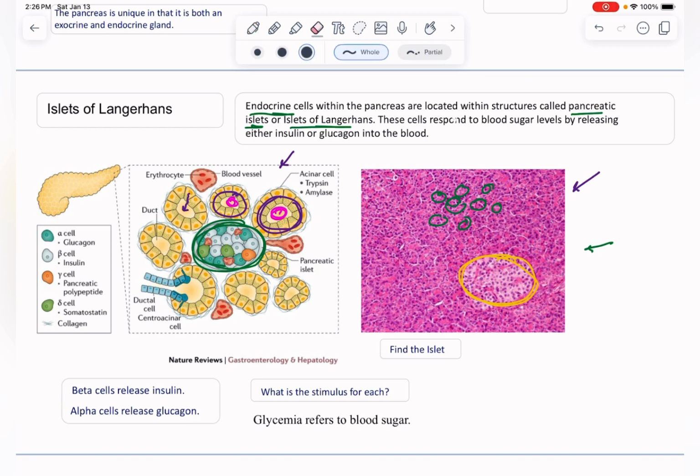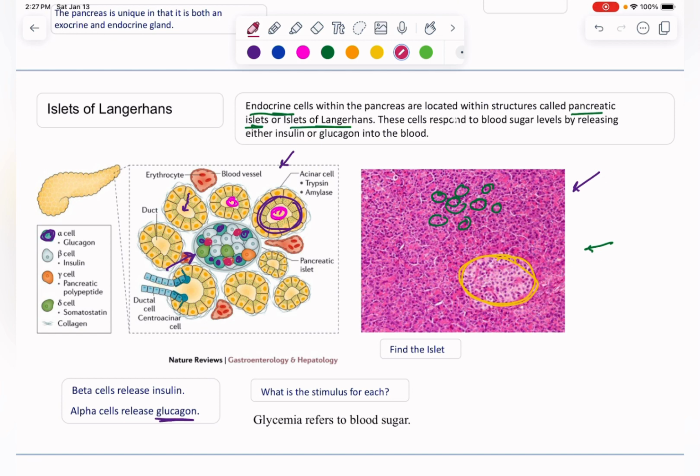So there's a couple different types. Actually, there's a few different types of cells within these islets of Langerhans. We're going to talk about two of them. One of those is alpha cells, and you can see these darker colored cells are alpha cells. And these alpha cells are going to release the hormone glucagon into the blood. And you can see that you have little capillaries in close proximity to these endocrine cells because, again, these cells are going to release these hormones into the blood.